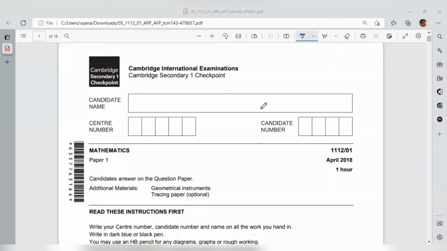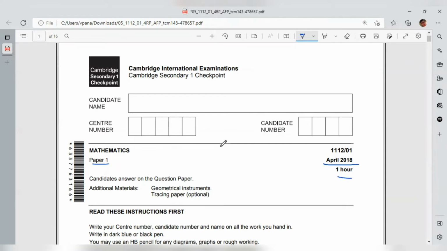Hello children, today we are going to solve Cambridge secondary checkpoint paper. We are going to solve April 2018 paper. It is paper 1 and the duration of the paper is 1 hour. So children, in this paper, the calculator is not allowed.